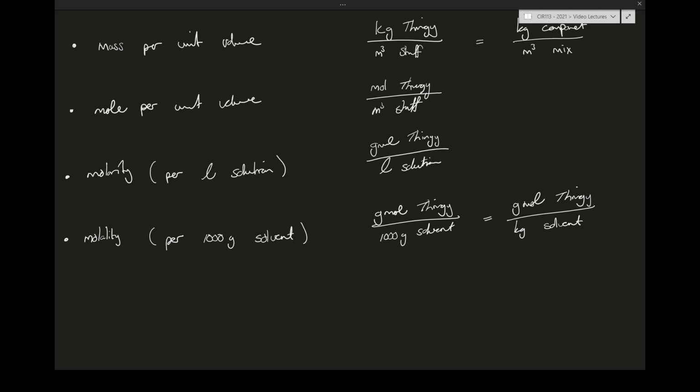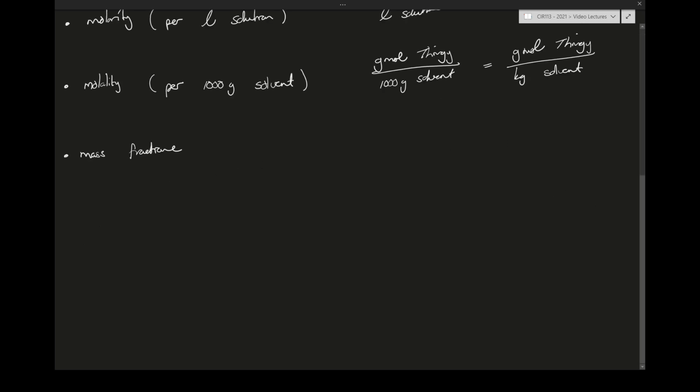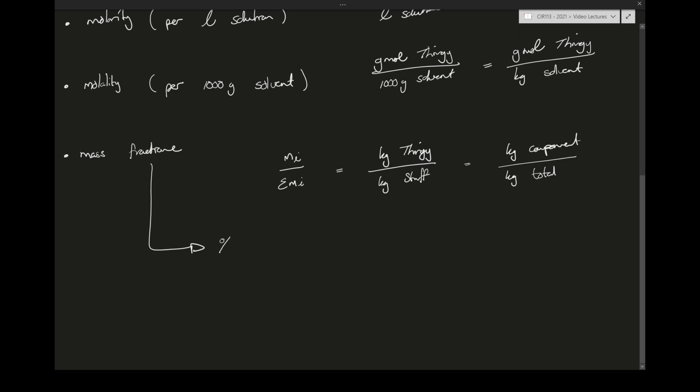Okay, the next two I'm going to talk about we have discussed before, and they are mass fraction, and from this we also can have mass percentage. This is kilogram thingy per kilogram stuff, or kilogram component over kilogram total. I'm going to express this as the mass of the component over the sum of the mass of all the components. And as I said, we can also express it as a percentage, where we have the mass fraction as given above, multiplied by 100 to become the mass percentage.